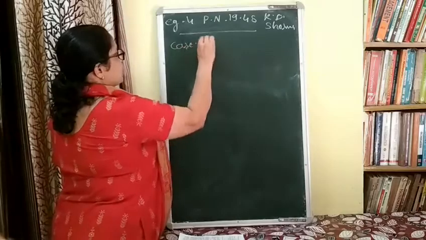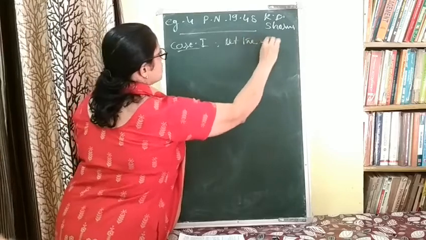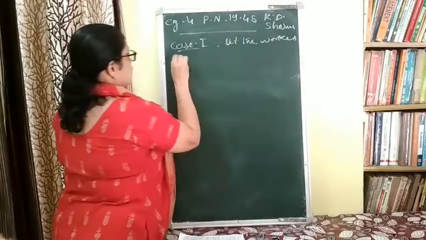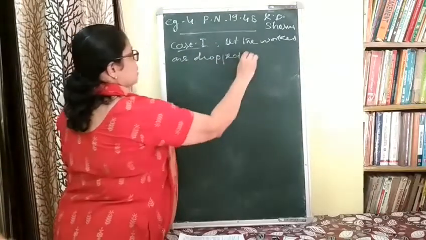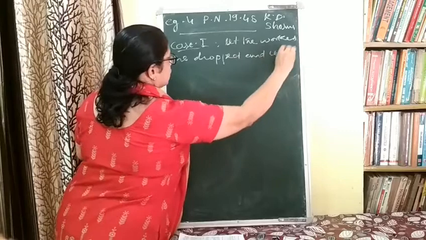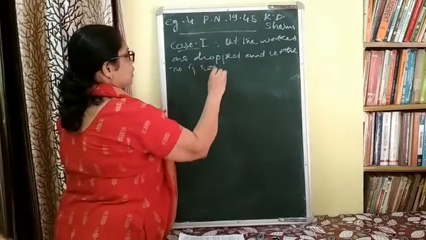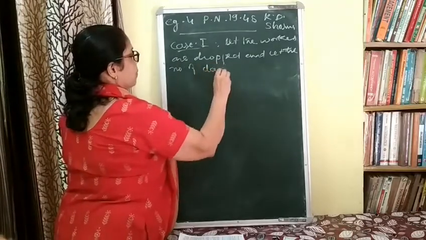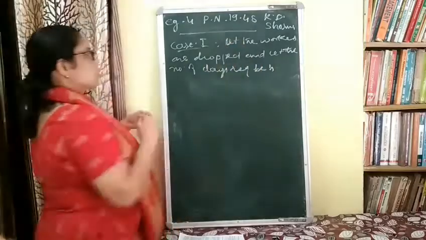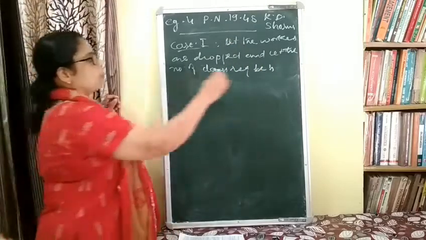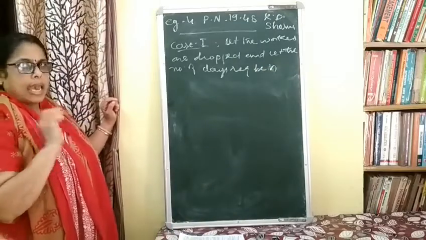Case 1: let the workers be dropped. If the workers are dropping, let the number of days required to finish the work be n. अगर वर्कर्स ड्रॉप हो रहा है केस 1 में, तो टोटल नंबर ऑफ डेज वर्क फिनिश करने के लिए जो है वो हमने उसको n अज्यूम किया.